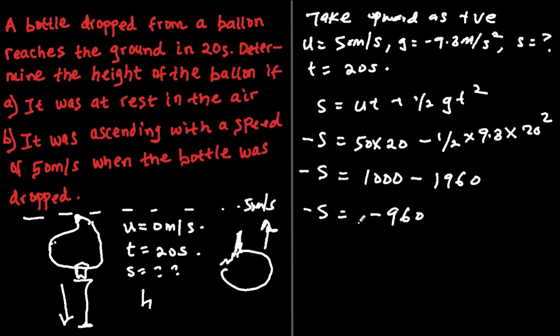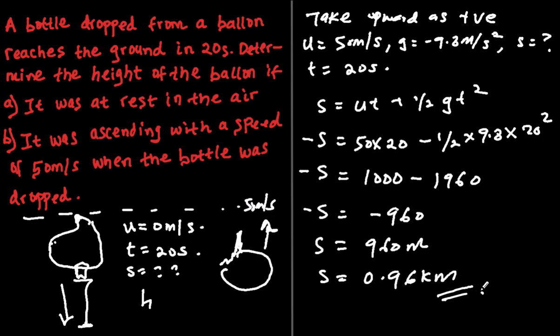So divide both sides by negative 1. S is going to equal 960 meters. And if you convert that to kilometers, it's going to be 0.96 kilometers. So that will be the answer to this problem. Let's go to the next one.